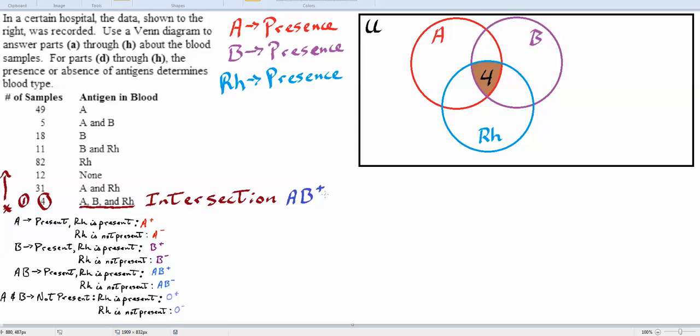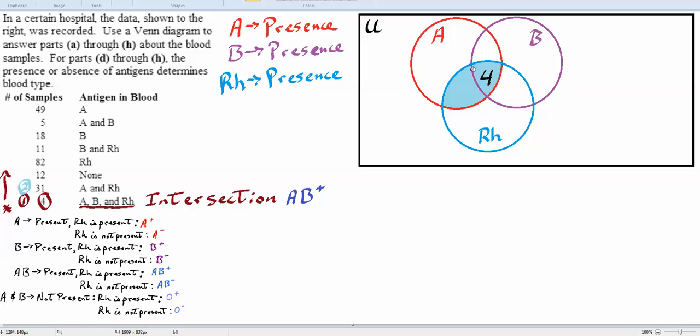So then we're going to move to the next one in the list. This will be number 2, or the second thing that we're going to do. This is going to be A and RH. Now A and RH is going to be the area where A and RH intersect. And notice that that's going to be this area right here and also that area. But remember, we've already discussed this area. So there are 4 people in that group.